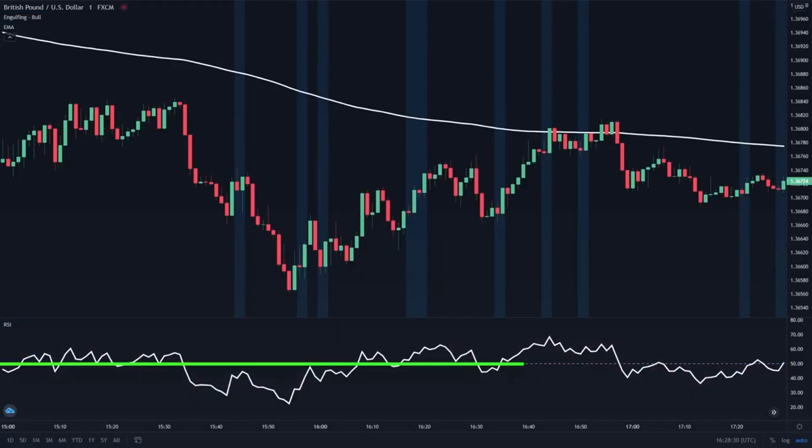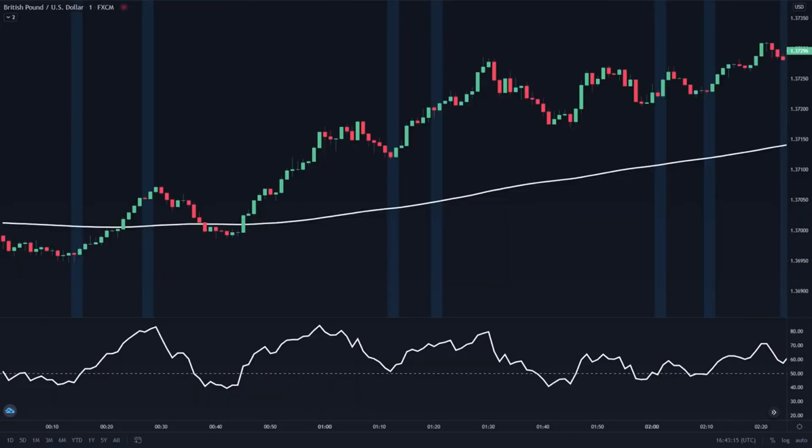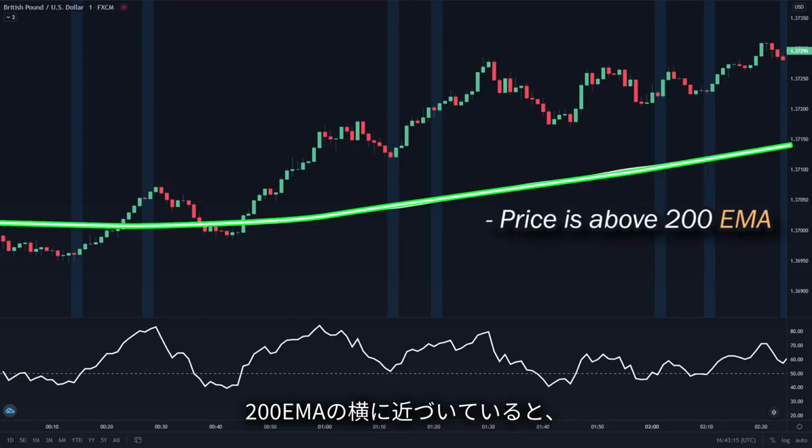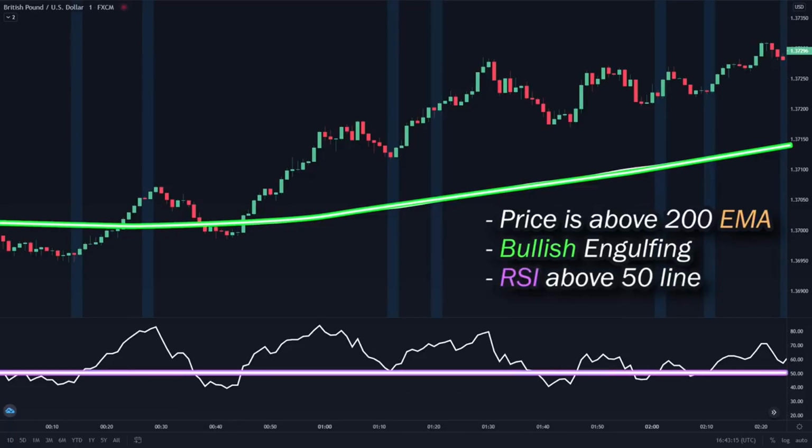So now you have a single line in the middle of the RSI. Next, I'm using the 1-minute time frame. For your entry setup, if the price is above the 200 EMA, while a candle shows a bullish engulfing pattern, while the RSI is above the 50 line, you take a buy position. It's the same for short positions as well.